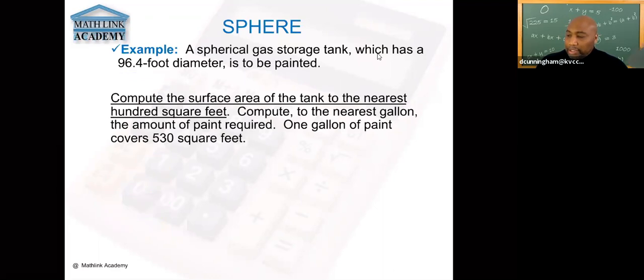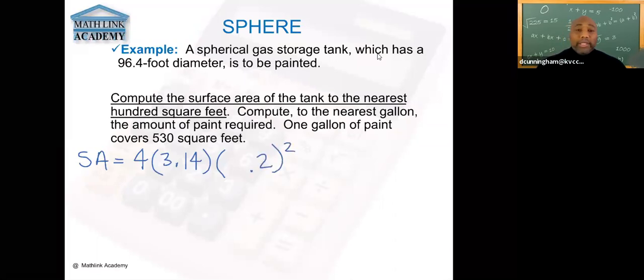So to find the surface area, let's say SA, it will equal 4 times pi. Pi is 3.14, times our radius. Now, our radius, we don't have it. We have the diameter. Notice they gave us the diameter, so we have to take half of that to find our radius, okay? And it'd be radius squared. So we need to take half of this, which would be what? 48.2 squared.